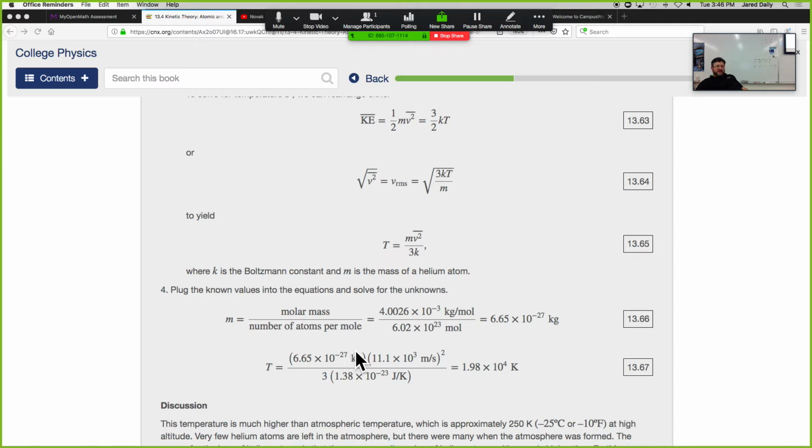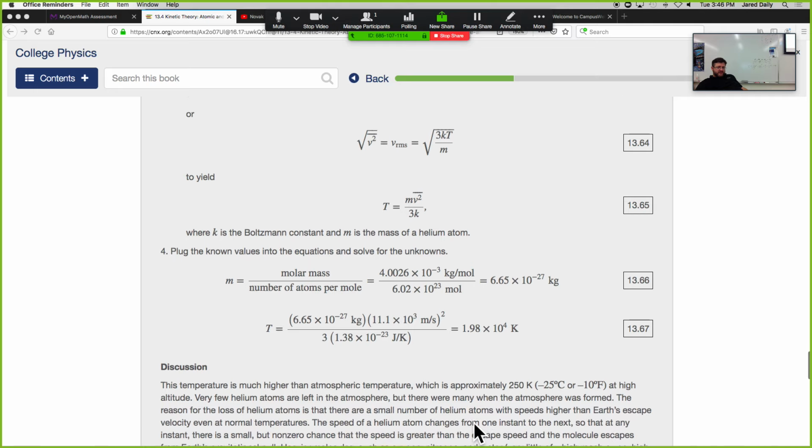This is not a constant. This is the mass of the helium molecule. This is the velocity squared, and then the constant k down here times 3. That gives 1.98 times 10 to the 4 Kelvin. So it's actually really, really high. A really, really high temperature.